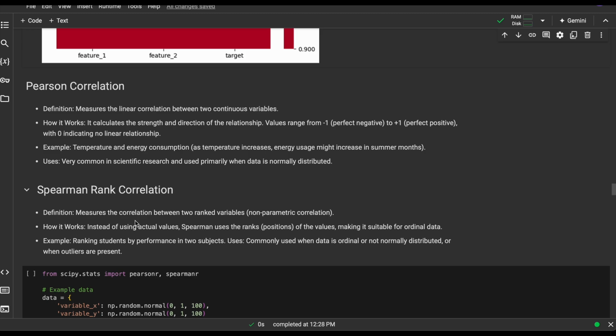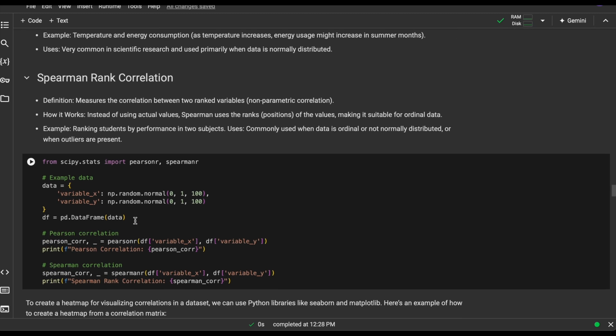And the Spearman correlation, one of the most useful, is known as Spearman's rank correlation coefficient. Most of the time we use this in machine learning to find the relationship between two values for better predictions. It is non-parametric. It assesses the strength and direction of association between two ranked variables.